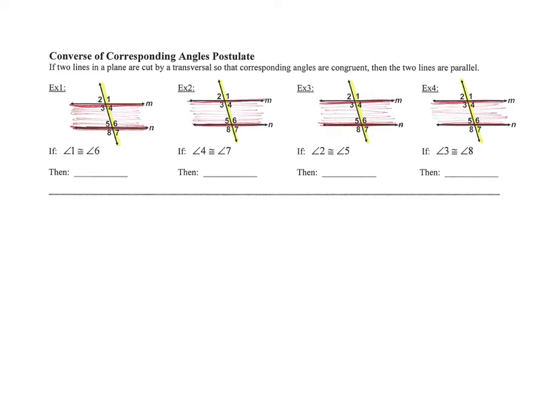For example 1, if angle 1 is congruent to angle 6, note that those are corresponding angles. If those are congruent, then we can conclude by the converse of the corresponding angles postulate that line M is parallel to line N. Let's move on to example 2. In example 2, we are given angle 4 and angle 7 are congruent. That's another pair of corresponding angles. And since the if says that those are congruent, now we can conclude that M is parallel to N.